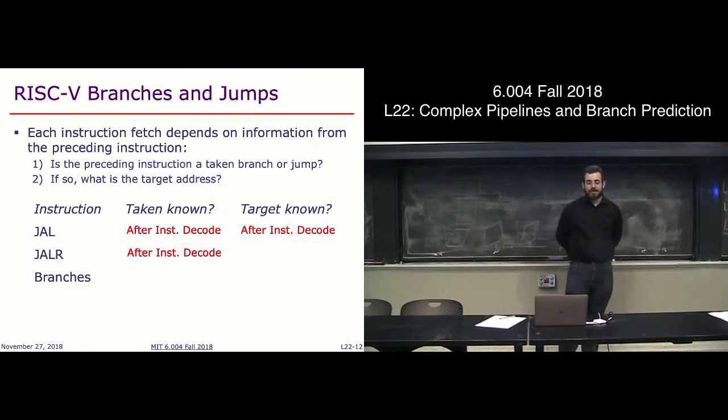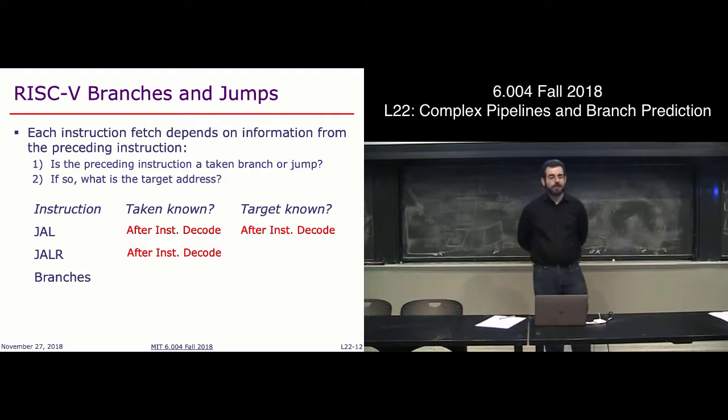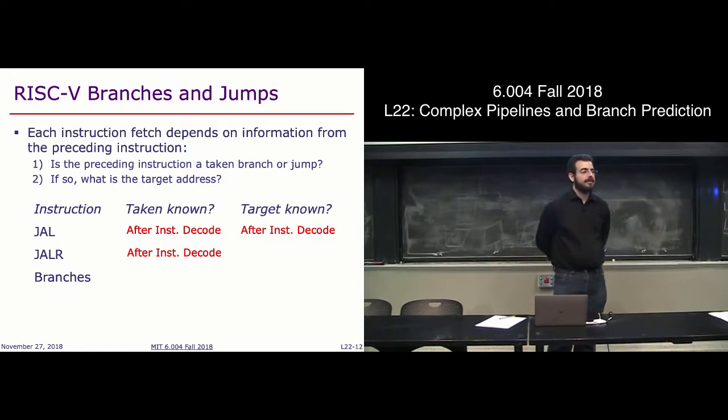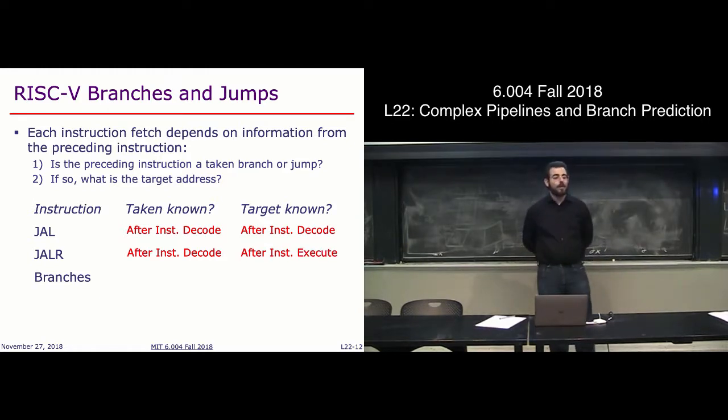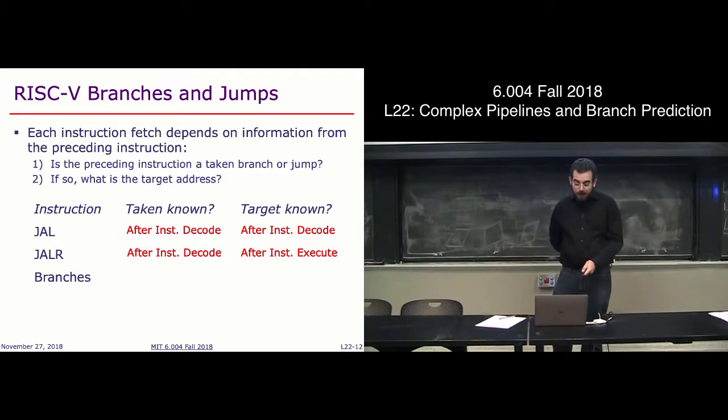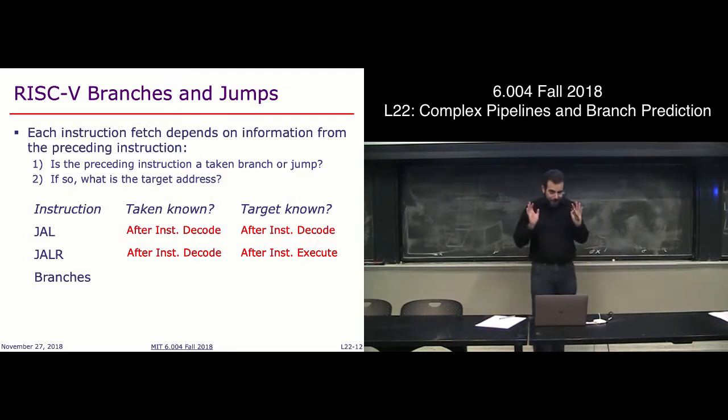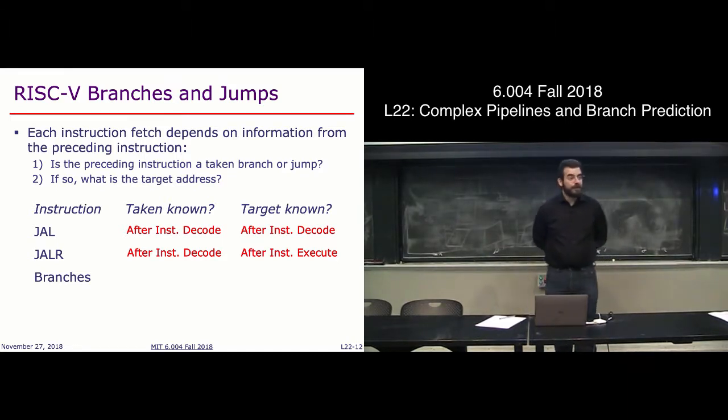So, jump and link register, taken, same thing. We can take a look at the opcode and know that it's a jump, and therefore we're going to change the PC for sure after decode. But when is the target known? After execute, right? So you need to at least read the register and do some computation with it. Now, you could have some pipeline where you have a register read stage and you stick an adder in there and, if the timing fits, you could know the target a little bit earlier too.